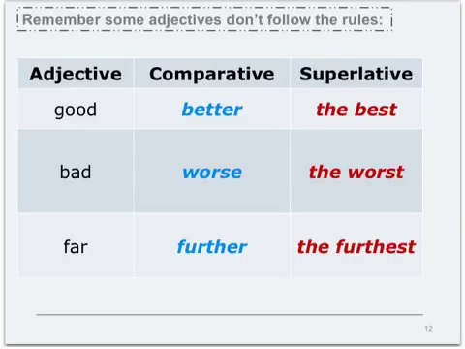And here's those three adjectives again that don't follow the rules. The superlative form of good is the best. The superlative form of bad is the worst. And the superlative form of far is the furthest.